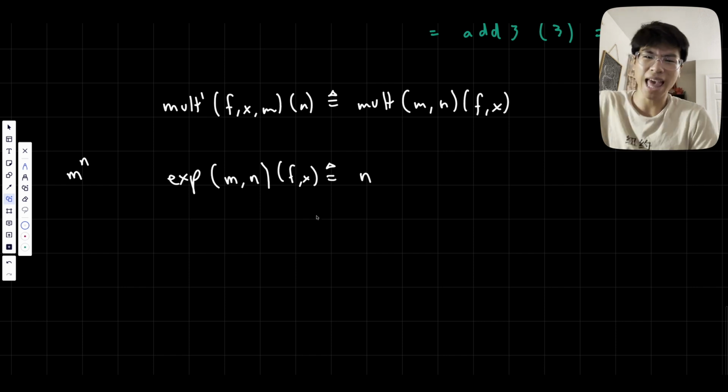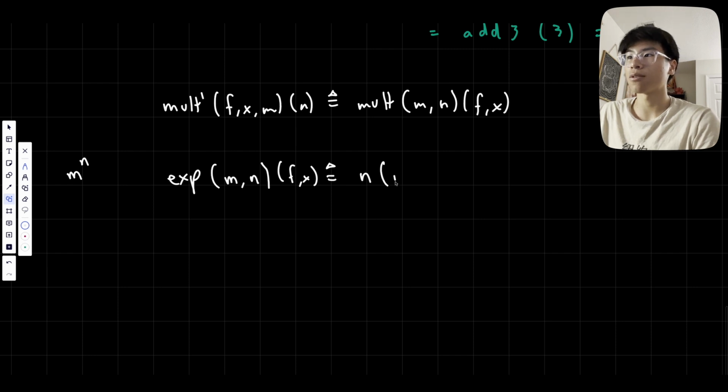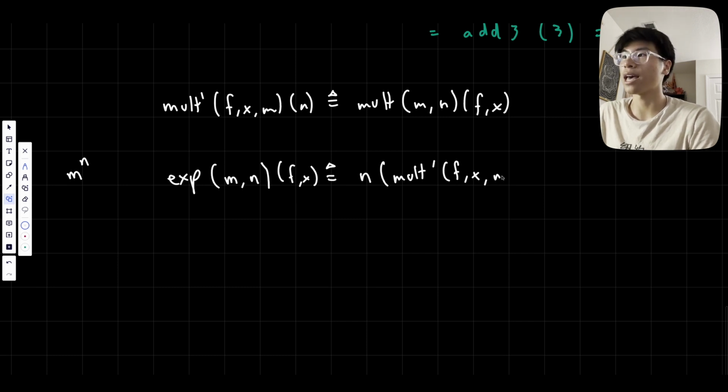And so what are we doing n times? We're going to multiply m n times. That's what exponentiation is about, repeated multiplication. So the function we should put inside of here is multiplication, feeding in f and x, as well as m.